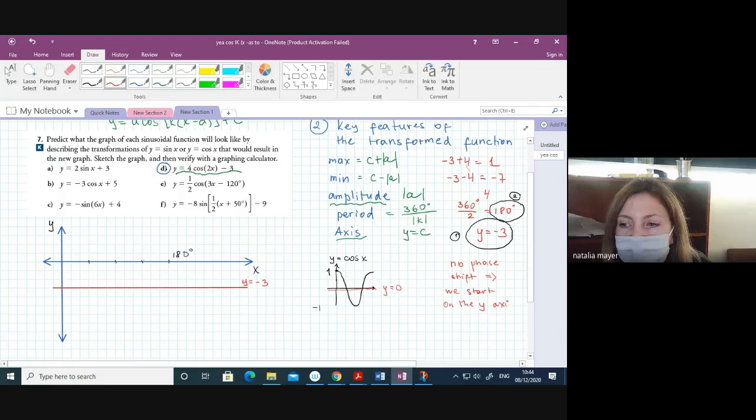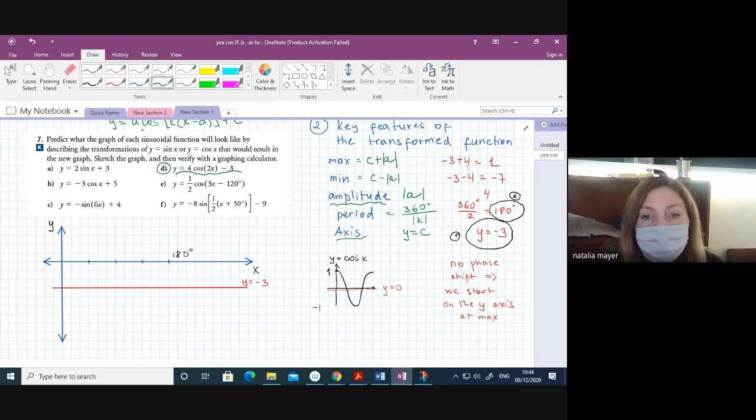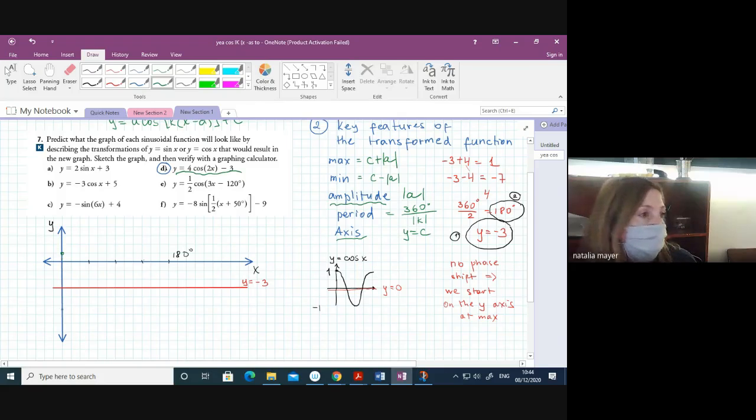And there is no reflection. It means that we still start at maximum. So it's on the y-axis at maximum. What is the maximum here? The maximum is 1. So (0, 1) is our first point. There are no shifts and no reflection, so we start at a maximum of 1.